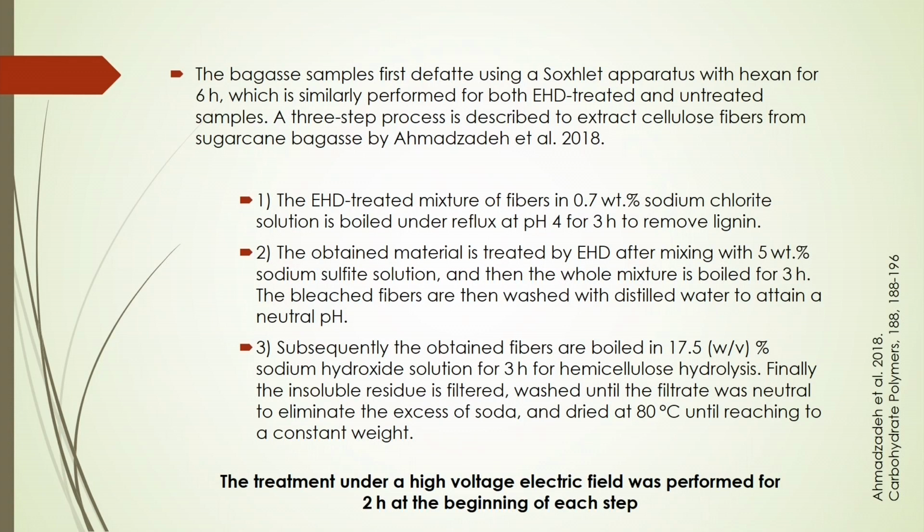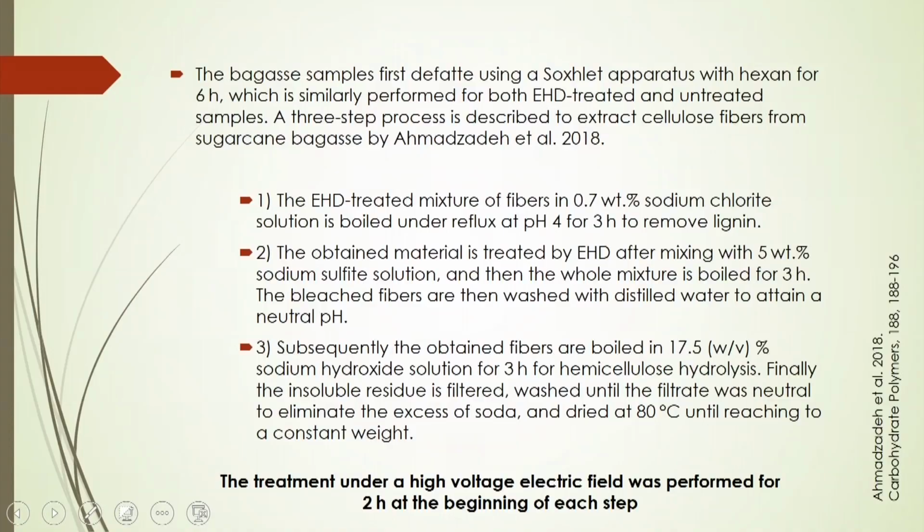Subsequently, the obtained fibers are boiled in 17.5 weight per volume % sodium hydroxide solution for 3 hours for cellulose hydrolysis. Finally, the insoluble residue is filtered and washed until the filtrate is neutral to eliminate the excess soda, and dried at 80 degrees centigrade until it reaches a constant weight. The treatment under a high voltage electric field is generally done for 2 hours at the beginning of each step. So, this method can be used to extract cellulose fibers from the sugarcane as suggested by these authors.